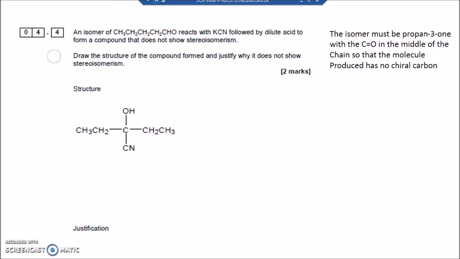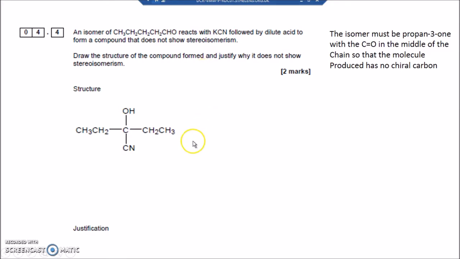So if the carbon double bond O has been at carbon number 3, when the C double bond O becomes an OH and a CN joins on, then I end up with a carbon here without four different groups. So this has been a ketone here. This C double bond O has been here in the middle of the chain.